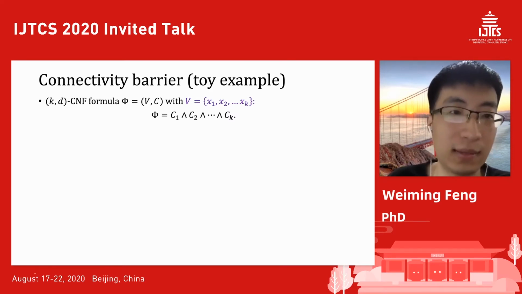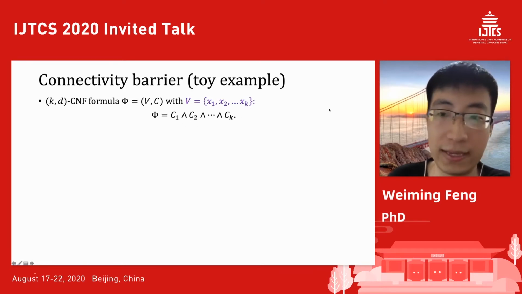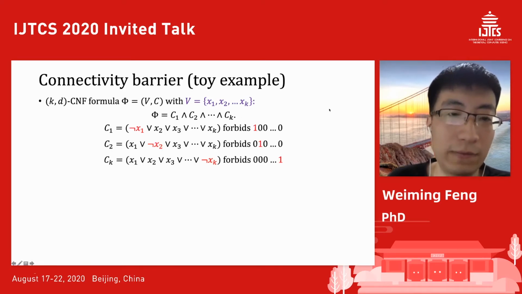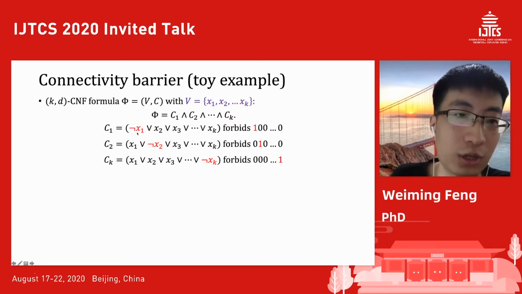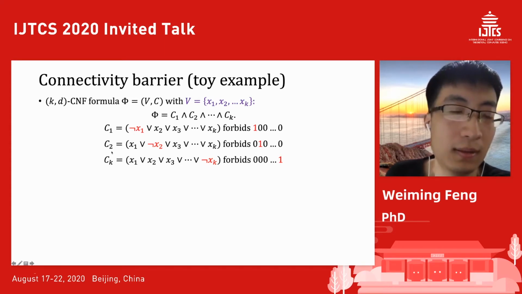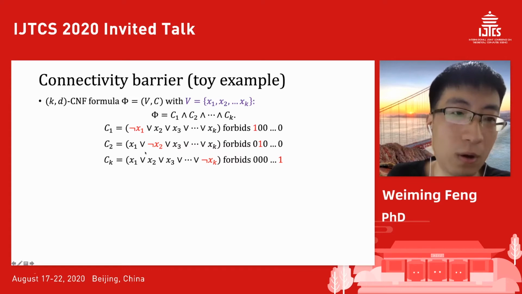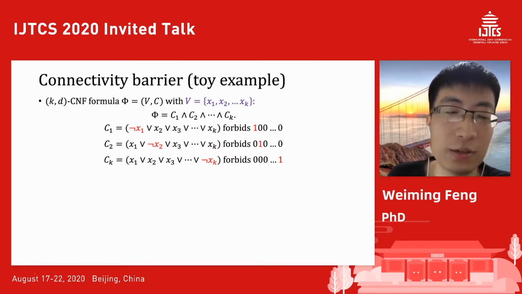Now, let's consider a CNF formula phi, which contains k variables, x1, x2 to xk, and also k clauses, c1, c2 to ck. Consider the following CNF formula. The first clause is the negation of x1 or x2 or x3 or ... or xk. The second clause is x1 or the negation of x2 or x3 or ... or xk. In general, the ith clause contains the negation of xi.